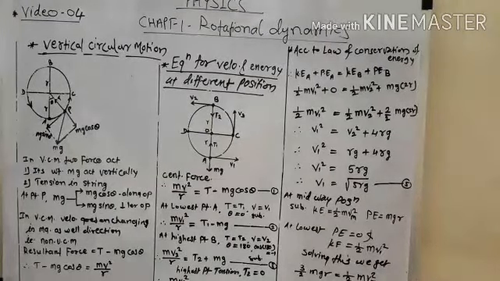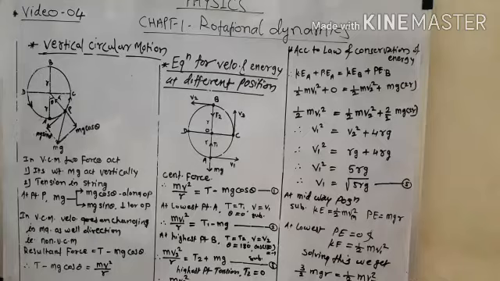Take a heavy mass body tied to one end of a string and whirled in a vertical circle of radius r. Suppose this body has mass m. When this body moves in a vertical circle, it performs VCM, that means vertical circular motion. Linear speed does not remain constant.